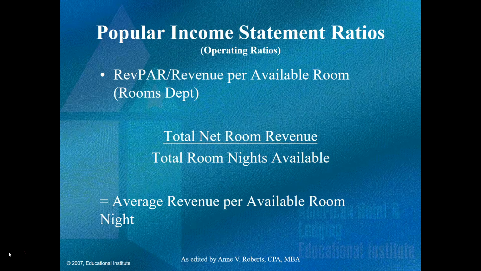Now, we've got RevPAR. So we're looking at revenue per available room. Again, go back to total room nights available. If we've got a bed and breakfast that has 5 rooms and we've got 30 nights that we can rent out each room, what are our total room nights available? 150, right? Would you expect this ratio to come in lower or higher than our average room rate?